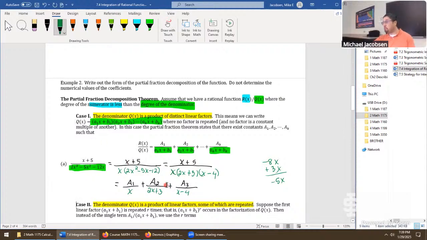And the thing that's most important about case 1 is that the factors were distinct. We lose distinct factors the moment we say that there's an x minus 4 squared or an x squared, for example. That takes us to repeated factors in case 2. Any last questions, folks, with our part A?